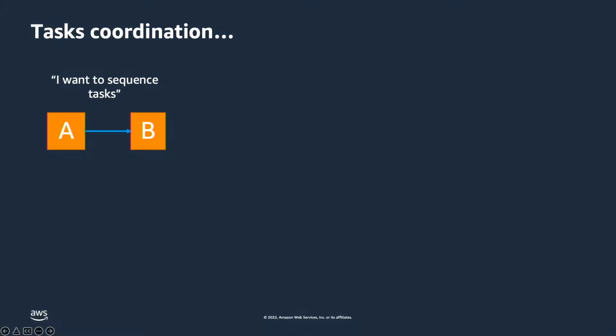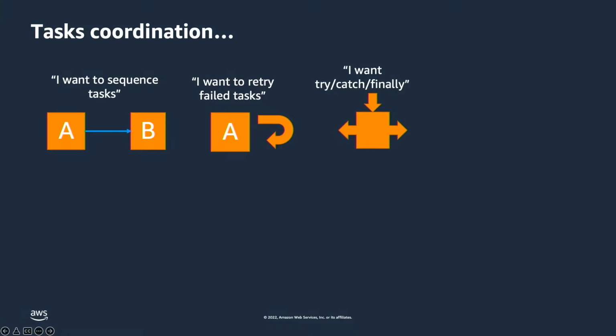Just to understand the pain, I want to order things. I want to do A, B, C in order. I want to retry things. Something failed, I want to retry. And I want to do exponential back-off retry so I don't kill my downstream services. I might want to do try, catch, finally. How do you do that if you are not using a big fat method?